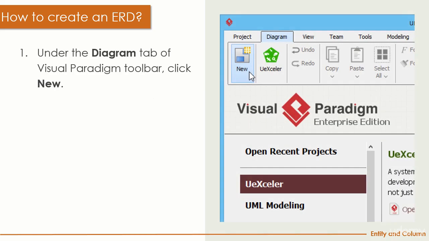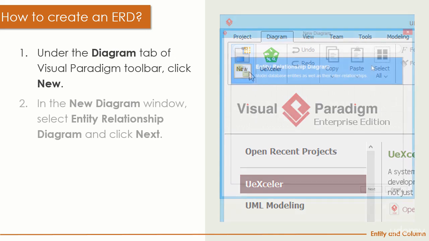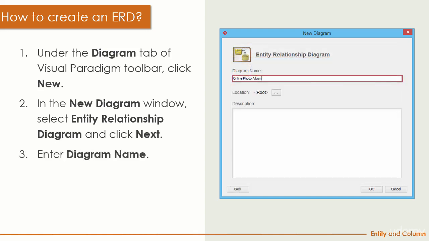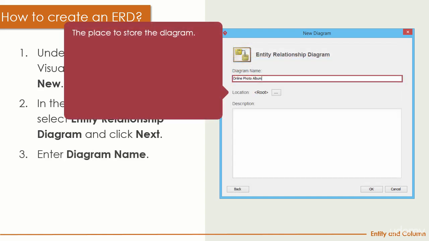Creating an ERD in Visual Paradigm is easy and straightforward. You just go to the Diagram tab on the menu and click New, then you will see a new diagram dialog box. Enter ERD or entity relationship diagram, whichever you like, and we will search and filter. Then you enter the name. The second thing is very important: you need to decide where to store this ERD.